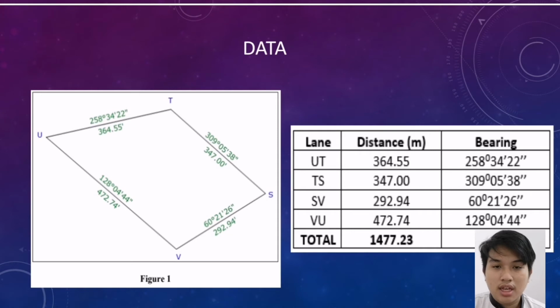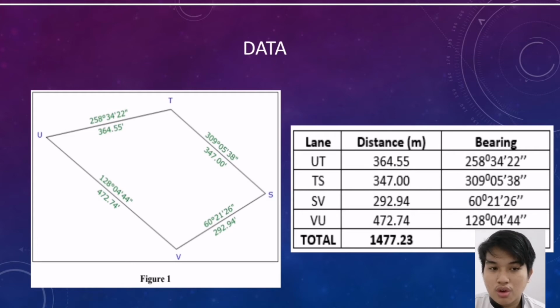The next slide is the data. Now you can see figure 1, and the box at the right has the data for figure 1. So lines UT, TS, SV, VU. Distance for UT is 364.55 and bearing 258 degree 34 minutes 22 seconds.